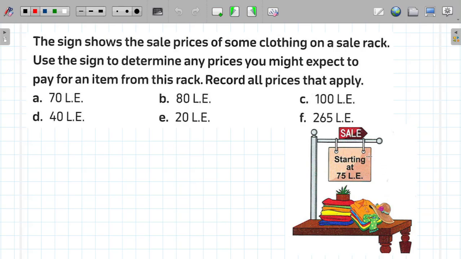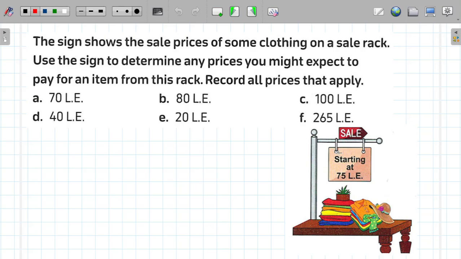The sign here says starting at 75 pounds. So the minimum value, or the minimum price, is 75. So I cannot sell or I cannot buy anything that is less than 75. So there is no price less than 75.